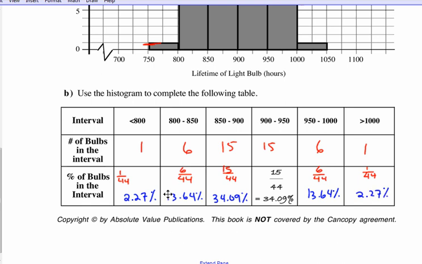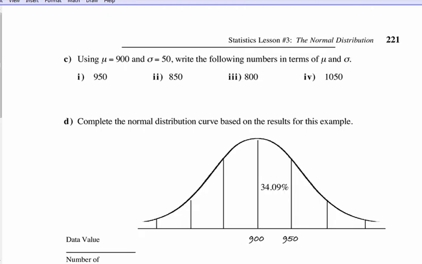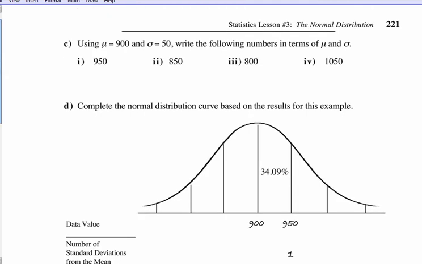Okay, now these are very common. These are very similar to the actual percentages in a bell curve. So we're going to continue on. So using mean equals 900 and sigma equals 50, write the following numbers in terms of your mean and standard deviation. So 950 is the same thing as taking our mean and adding 1 standard deviation. So our mean plus 1 standard deviation.